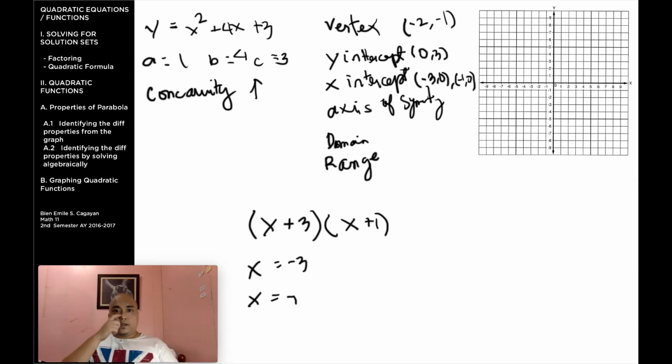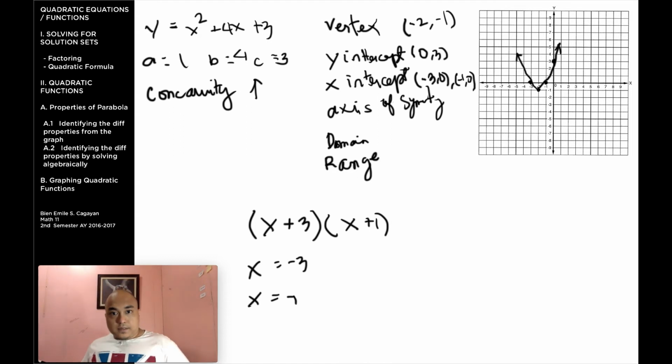So now we have our two intercepts and our vertex. We can start graphing this. So negative 2 and negative 1, this is our vertex. Our y-intercept is 3. Our x-intercepts are at negative 3 and negative 1. If you graph that, it looks like this. That looks like a parabola.